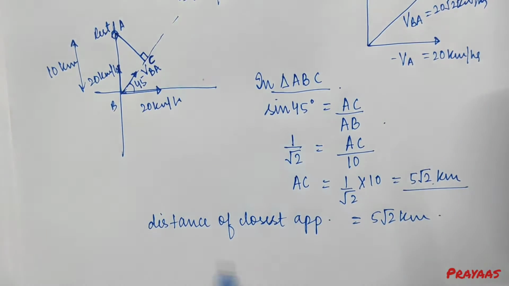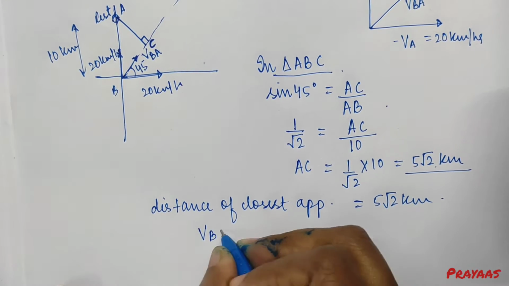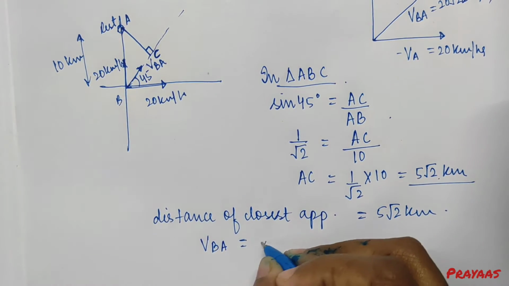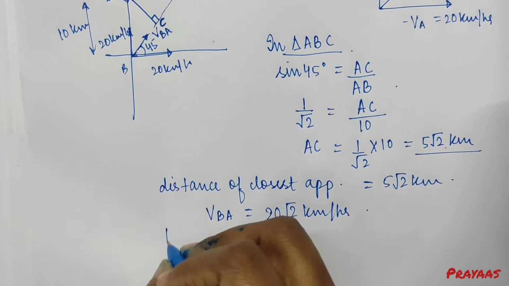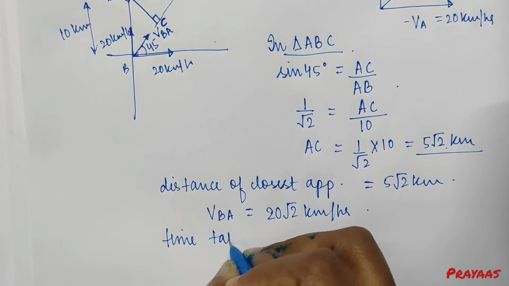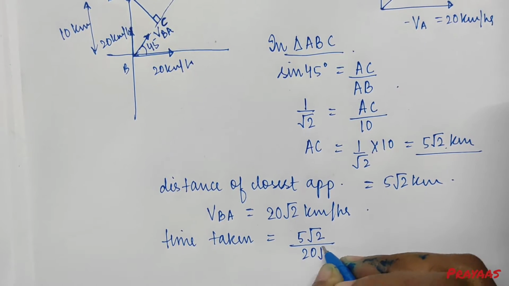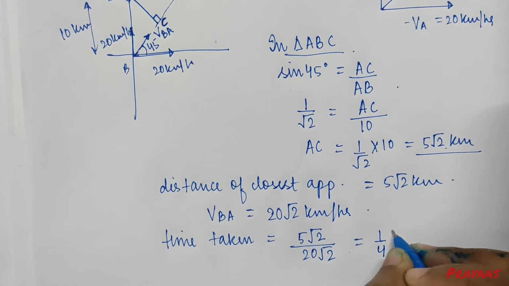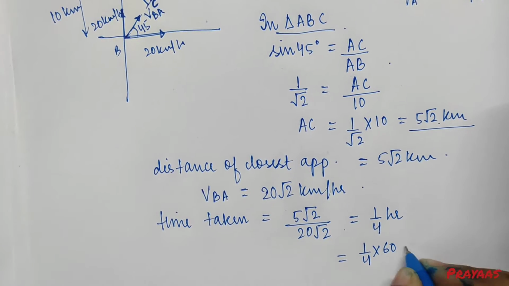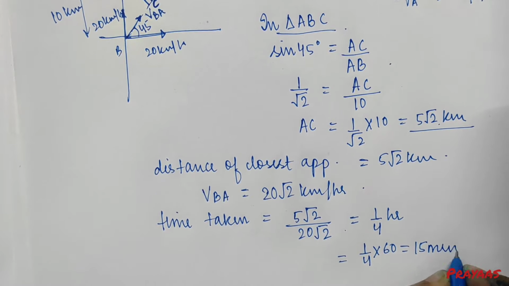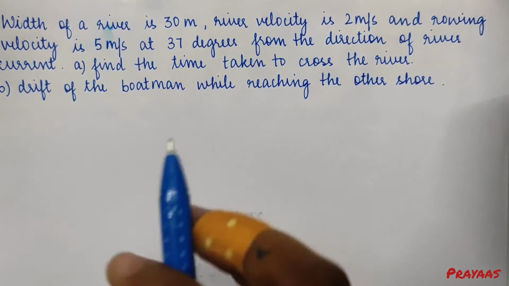For finding the time taken to reach up to this distance, I'll take this distance AC, which is 5√2 kilometers, and the velocity of B with respect to A is 20√2 kilometer per hour. So the time taken will be simply distance upon speed, that is 5 root 2 upon 20 root 2. This will come out to be 1 by 4 hour. Converting it in minutes, it will be 1 by 4 into 60, that is 15 minutes. So the time taken will be 15 minutes. This is the answer. Next question.